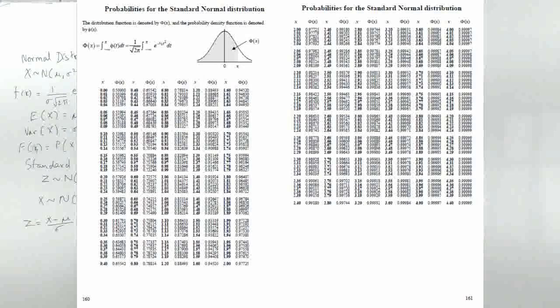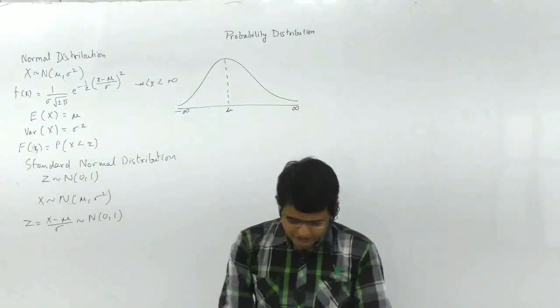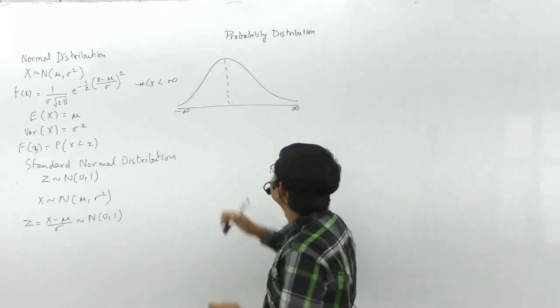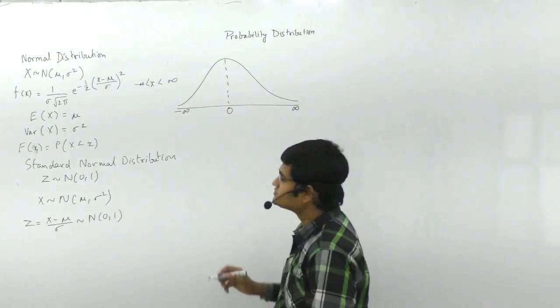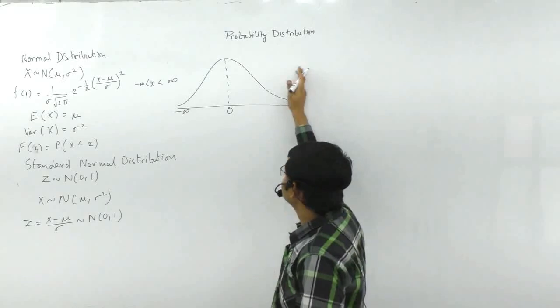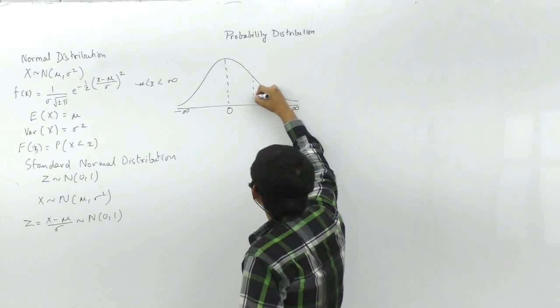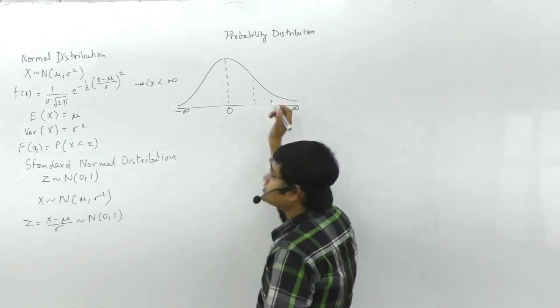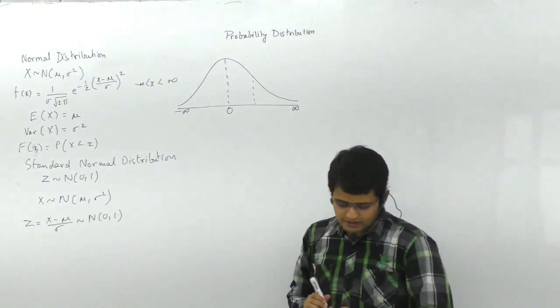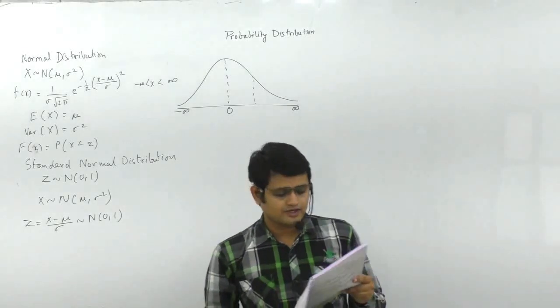But what about negative values from, let's say, 0 to minus 4.4? For that, we use the property that the normal graph is symmetric around its mean. For standard normal distribution, our mean is going to be 0. So this particular part of the graph is symmetric with this particular part of the graph. If I need to find a particular probability, I can just use the property of symmetry to find the probabilities on the other side.